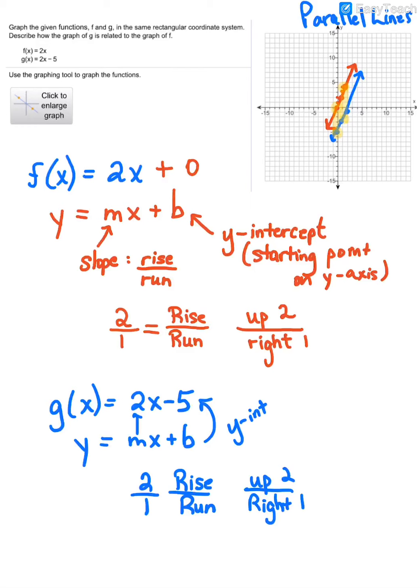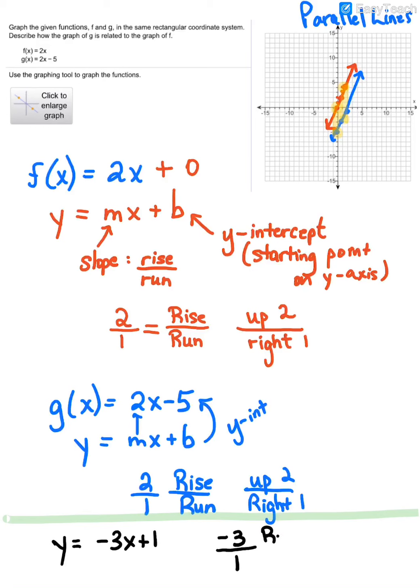Now, one other thing I want to point out here, if you ever get, let's say, a negative slope, let's say we have the equation y equals negative 3x plus 1, and so in this case my slope is negative 3, still put it over 1, and what you need to realize is that the negative is either on top or bottom, but not both. I typically just put it on top.